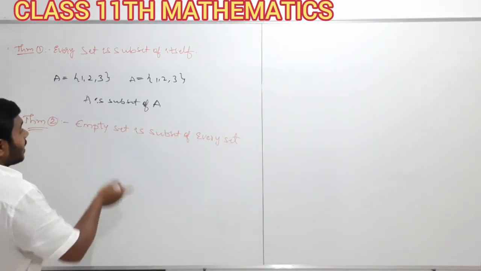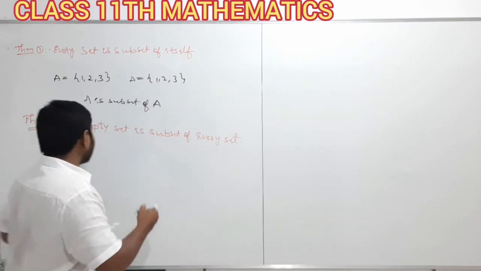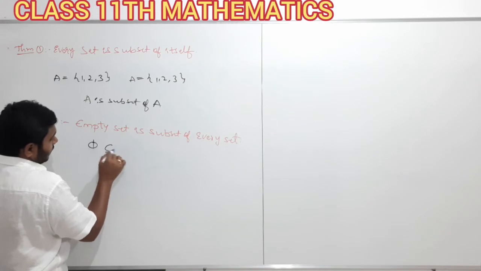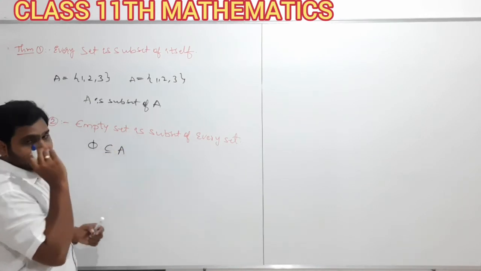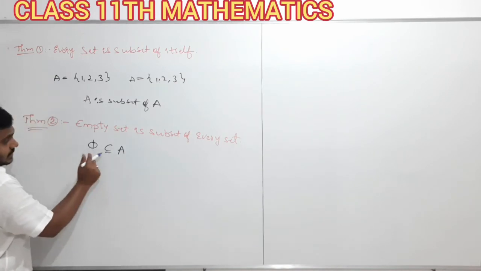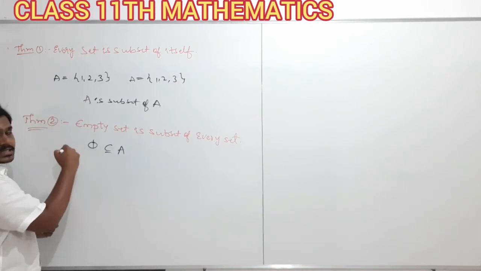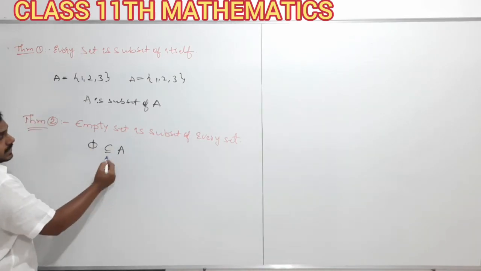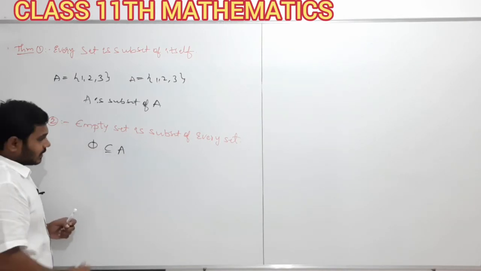Very important. Empty set is a subset of every set. We can take any set. I am taking here one set A. So why is phi, the empty set, denoted like this? While discussing the types of sets, I told you. So empty set is a subset of every set. Why is the empty set a subset of every set?